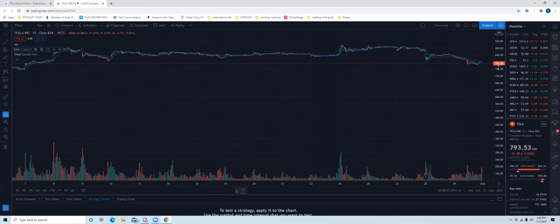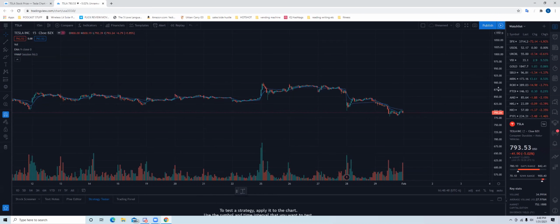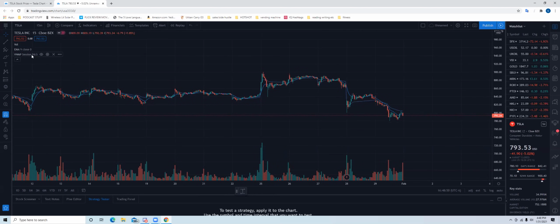We're going to cover the VWAP in a different video. The VWAPs have different inputs, so let me just go ahead and exit off that one. I can't remember what the input is for it.